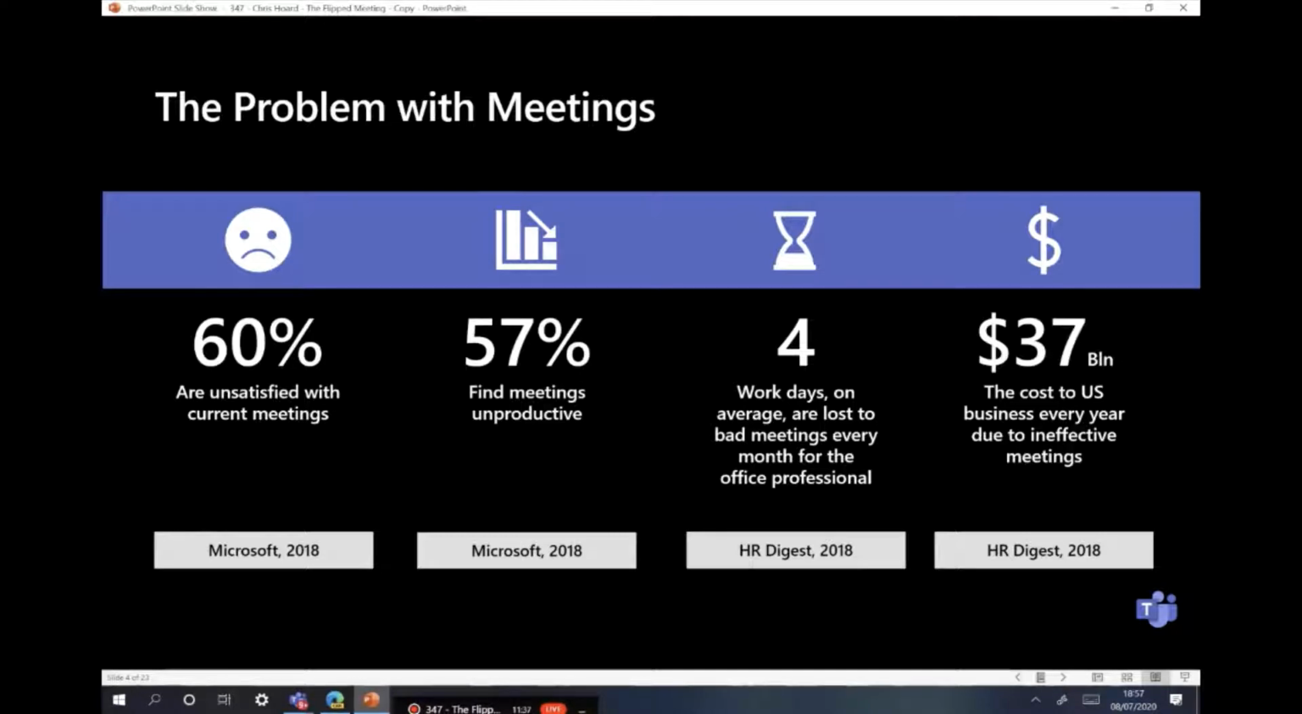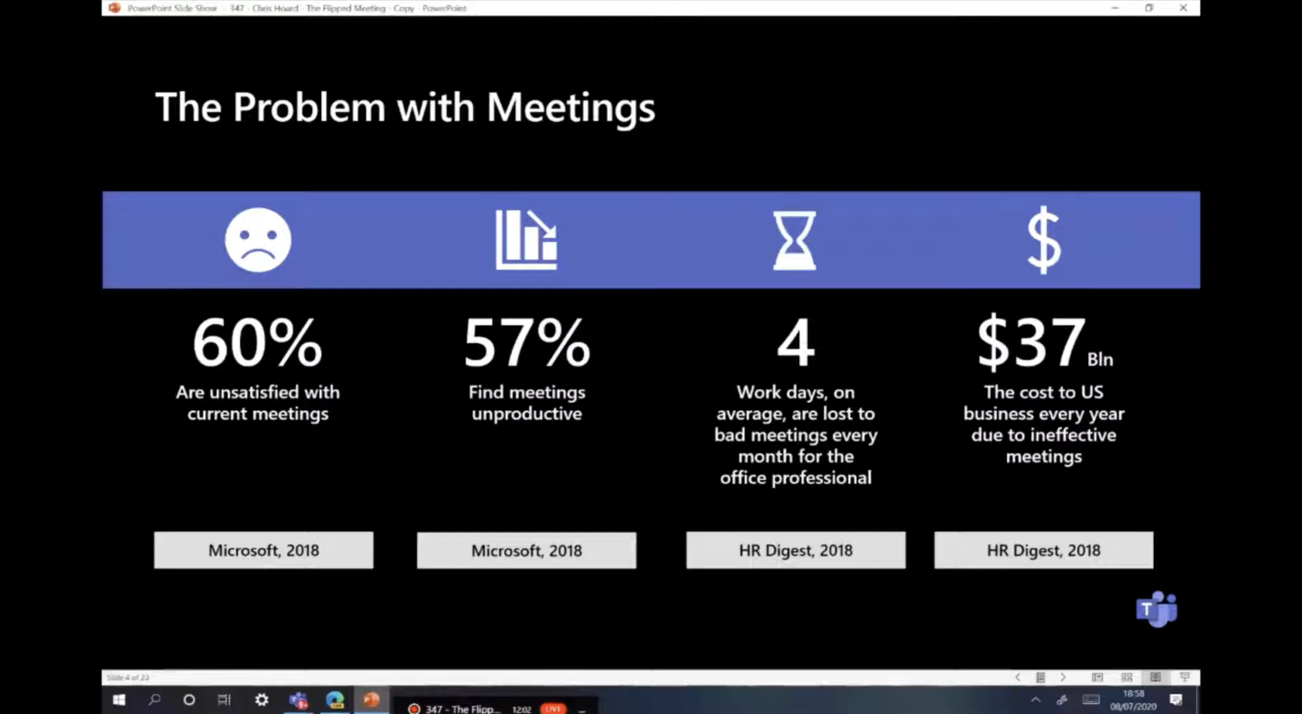In addition to the statistics that we saw a few years ago for Microsoft, if we look at the statistics that have come out from the HR Digest, 4 workdays on average are lost to bad meetings every month for the office professional. That is a huge amount when you tally it up. That is nearly 50 days a year that could be lost to having bad meetings.